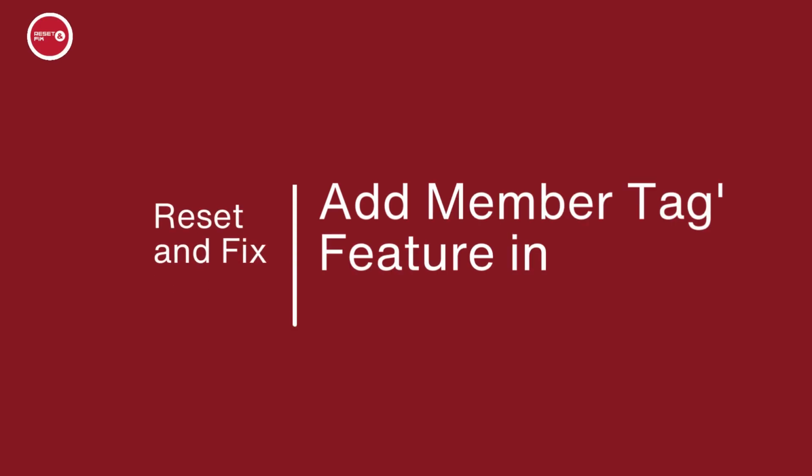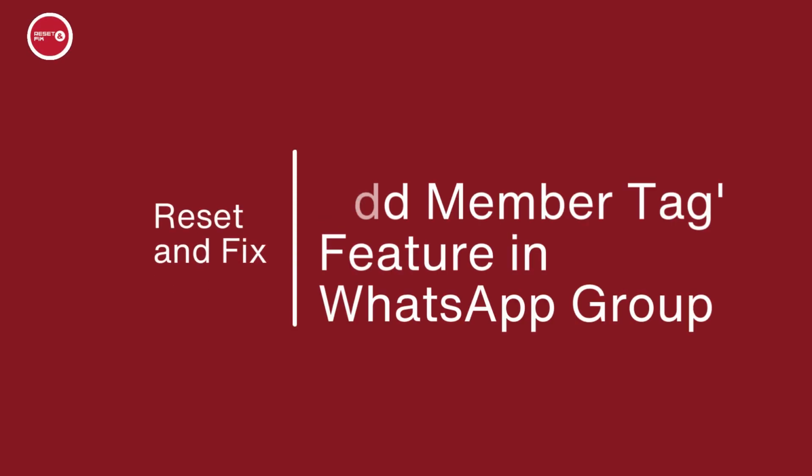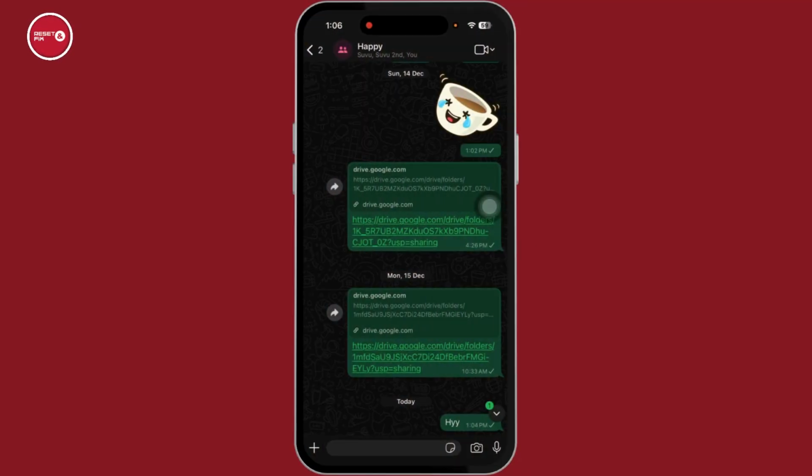In this guide, you'll learn how to use the Add Member Tag feature in WhatsApp groups. Let's get started. WhatsApp has introduced a fantastic new feature that makes managing group chats much easier, the Add Member Tag feature. This allows you to label people in your groups with custom names or roles, helping everyone quickly identify who is who.